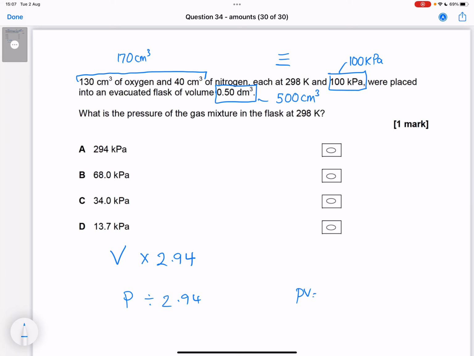Okay, so the volume was multiplied by 2.94, so the pressure would be divided by 2.94, because in PV equals nRT, if the temperature, the moles and R are constant, then if V goes up by 2.94, then P needs to go down by 2.94. And when we do that, 100 divided by 2.94, we get 34, which is answer C, so we pick answer C.